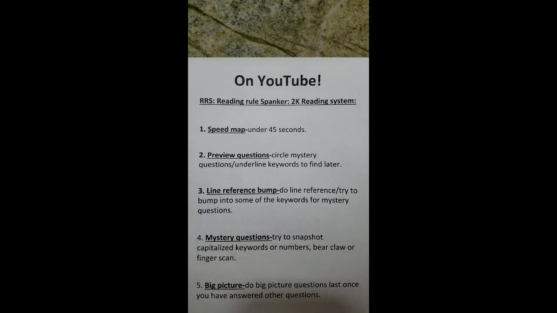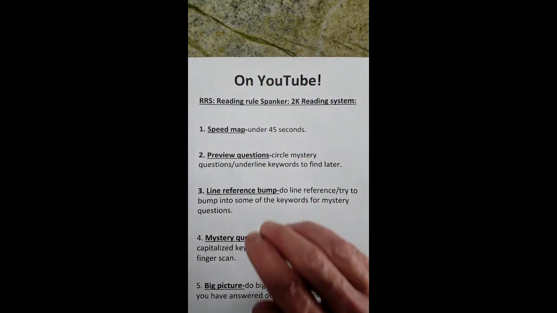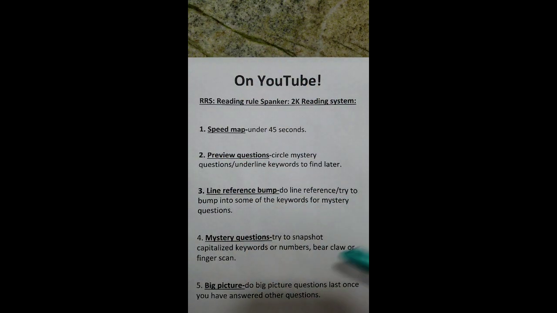Then step number 4, we'll go into the mystery questions after we've finished all the line reference questions. What we'll do here is try to snapshot for capitalized words or numbers if you see any. If you don't see any caps or numbers, you can bear claw, take your fingers and just scratch them down the page looking for that keyword, or finger scan left to right. Now keep in mind, bear clawing is vertical and finger scanning is horizontal.